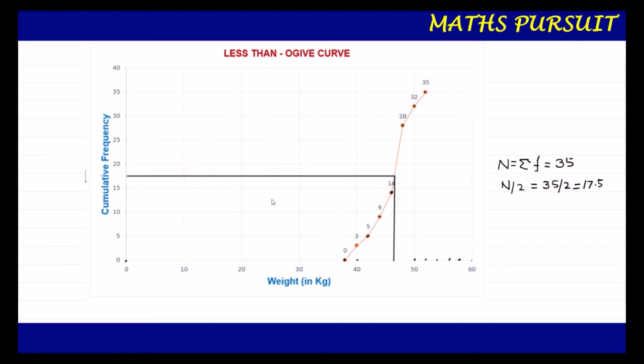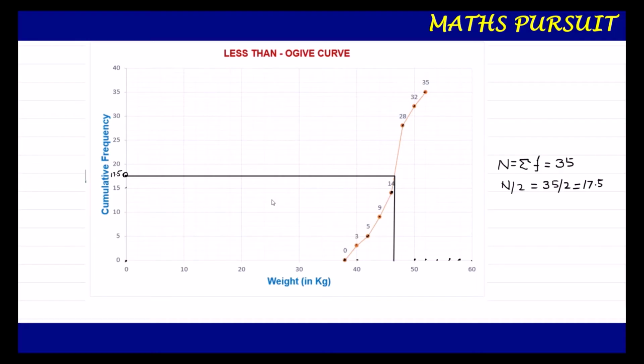So let us identify 17.5 on the cumulative frequency axis, that is the y axis. So here it is 15, 16, 17. So this particular dot is 17.5. After identifying 17.5 in the graph paper, it would be very easy to draw from the graph paper.